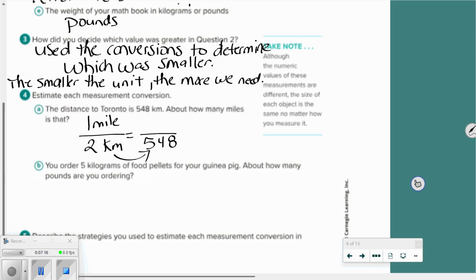374. Close. Change the first number. Can y'all put y'all's two answers together? 500. He said 374. You said 256. 274. There we go. So we're multiplying times 274. So 1 times 274? 274. So about 274 miles.